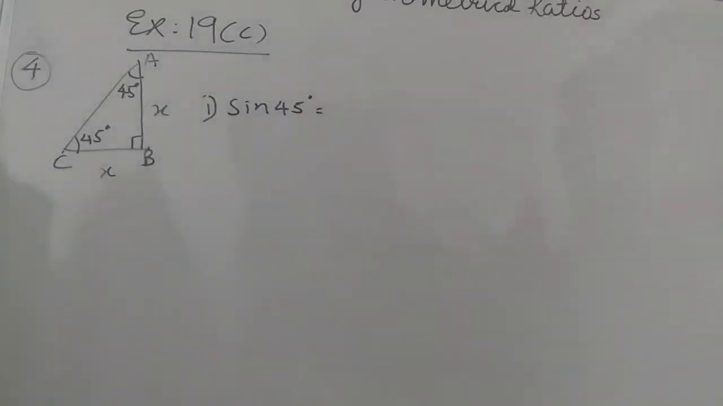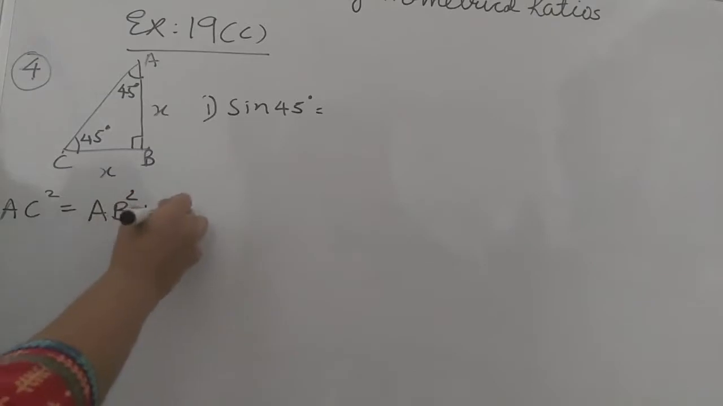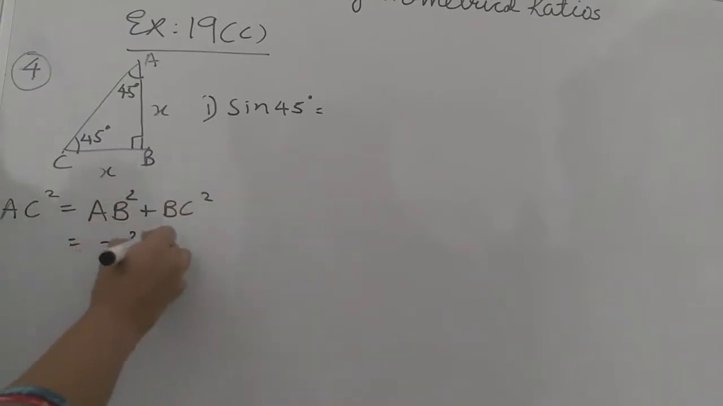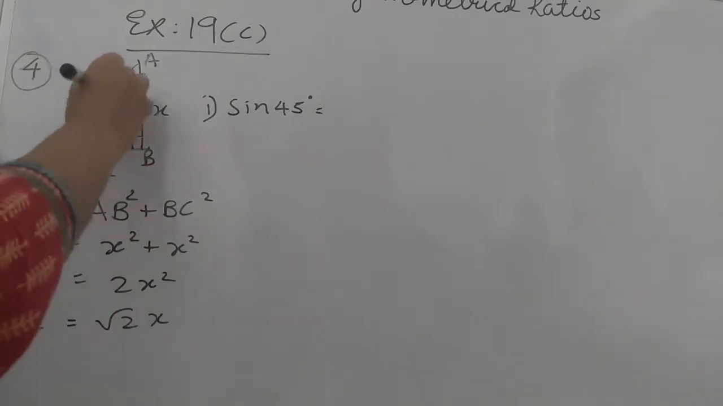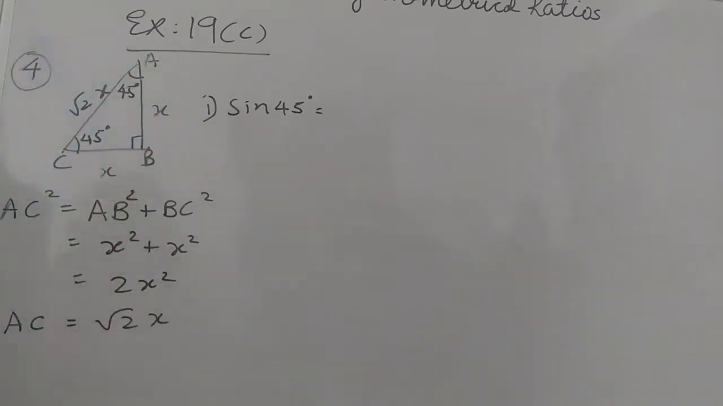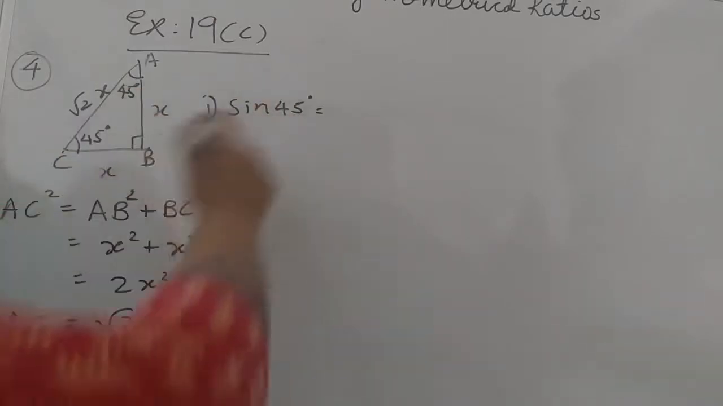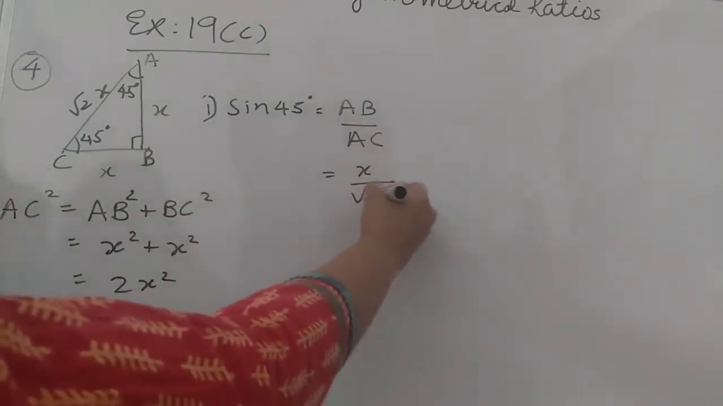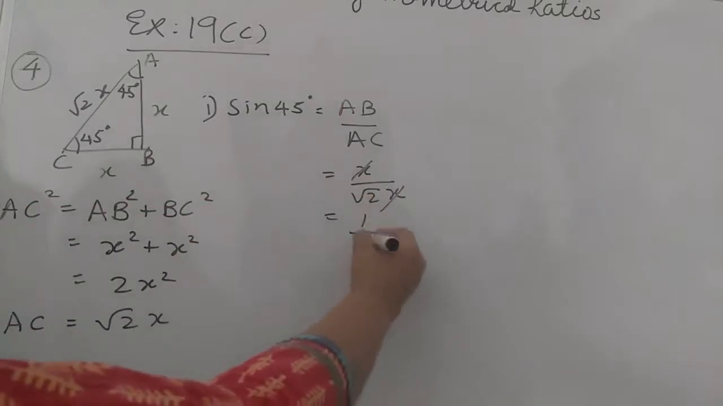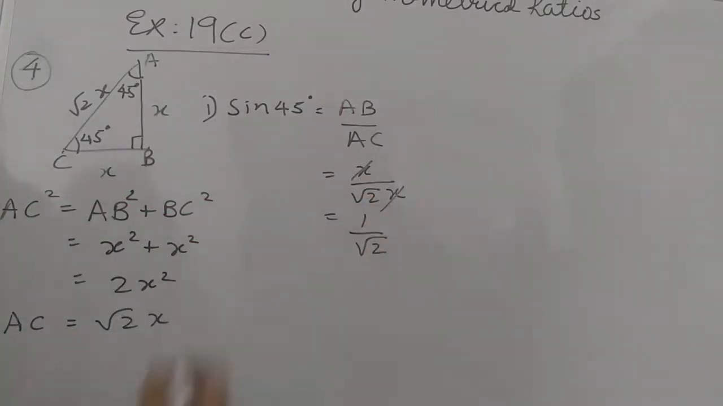So sine means opposite upon hypotenuse. First of all we need the hypotenuse also. That means AC square is equal to AB square plus BC square. So here x square plus x square becomes 2x square. Now taking square root on both sides, I get root 2x. So value of AC is root 2x. And then I write sine 45, that is opposite, so AB upon AC. Value of AB is x and AC is root 2x. X gets cancelled. We write here 1 by root 2. This is sine 45.